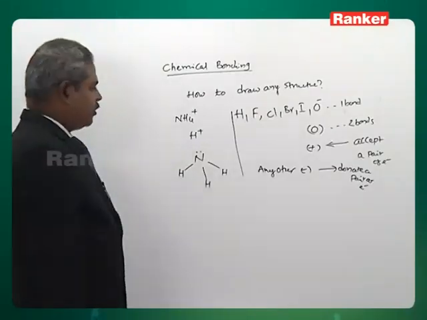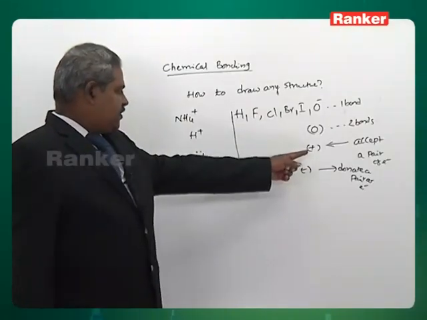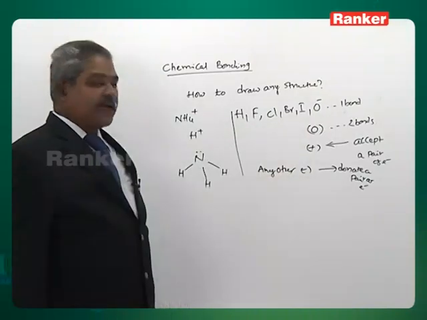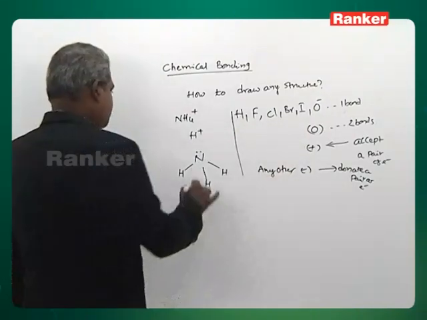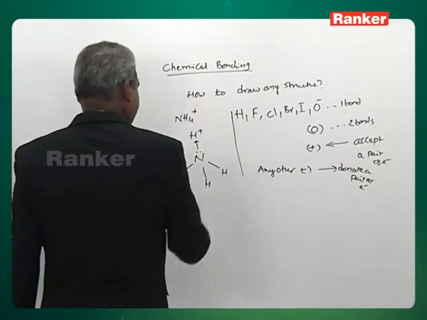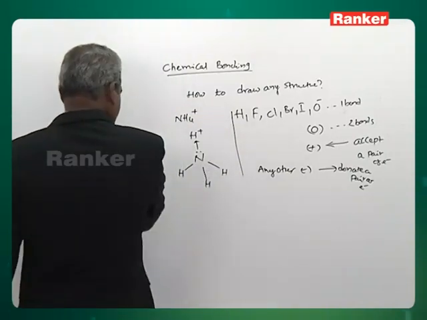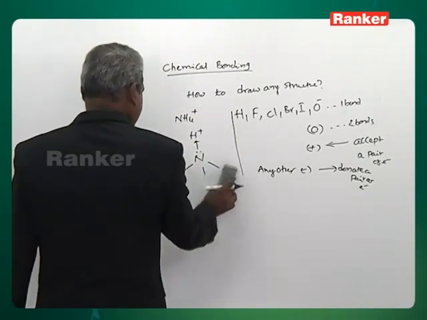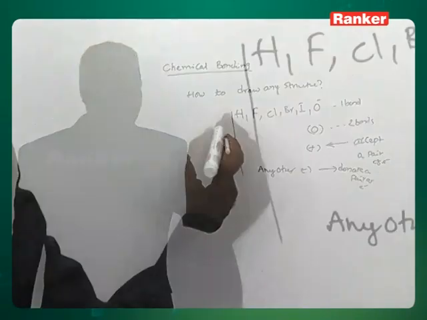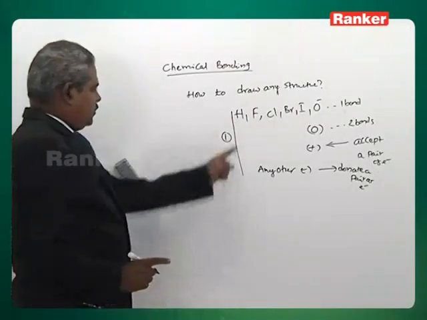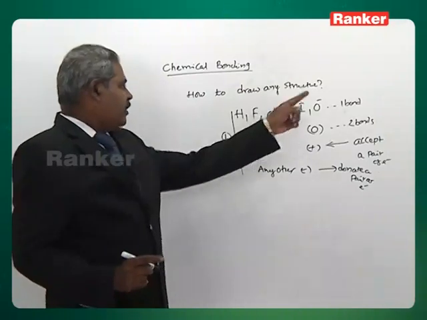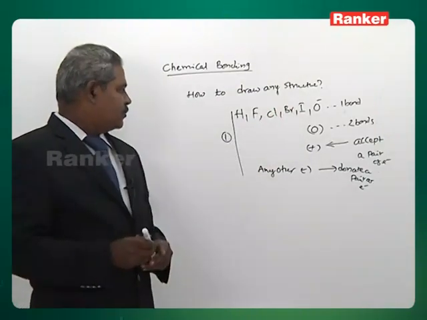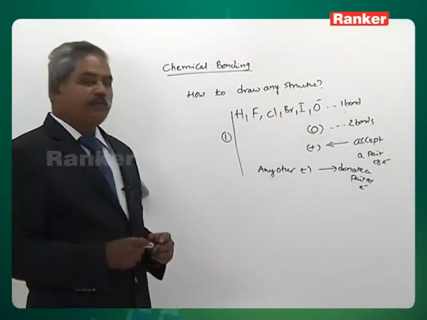What is the role of H+ in a group? H+ accepts a pair of electrons. H+ is accepting a pair. Okay. Now, this is the first principle. What is the first principle? H, F, Cl, Br, I, O-, they form 1 bond. Oxygen forms 2 bonds. H+ accepts a pair of electrons.